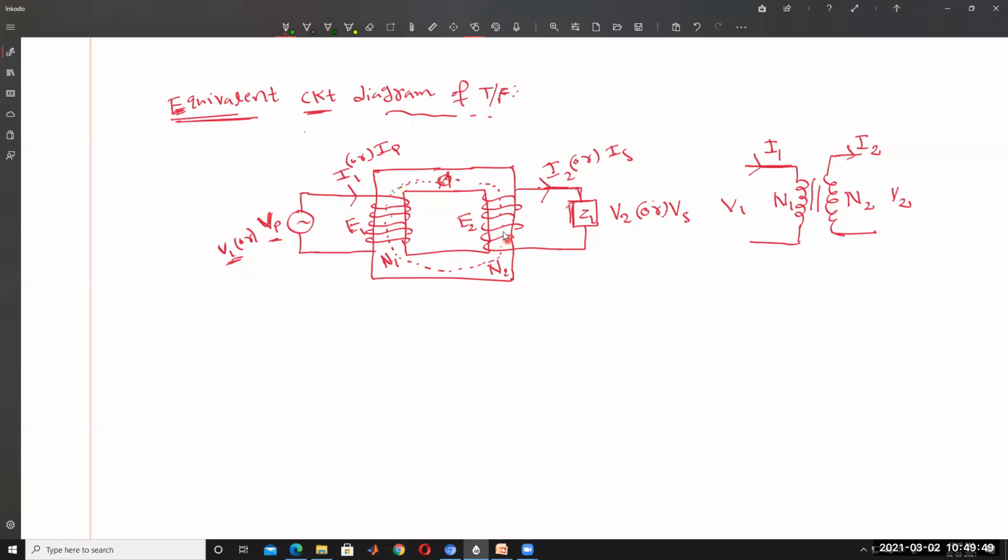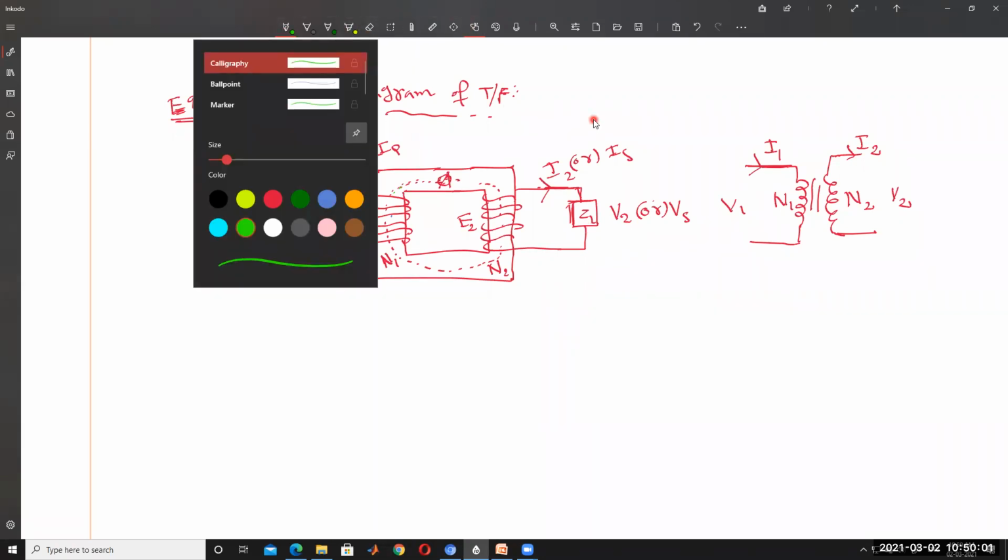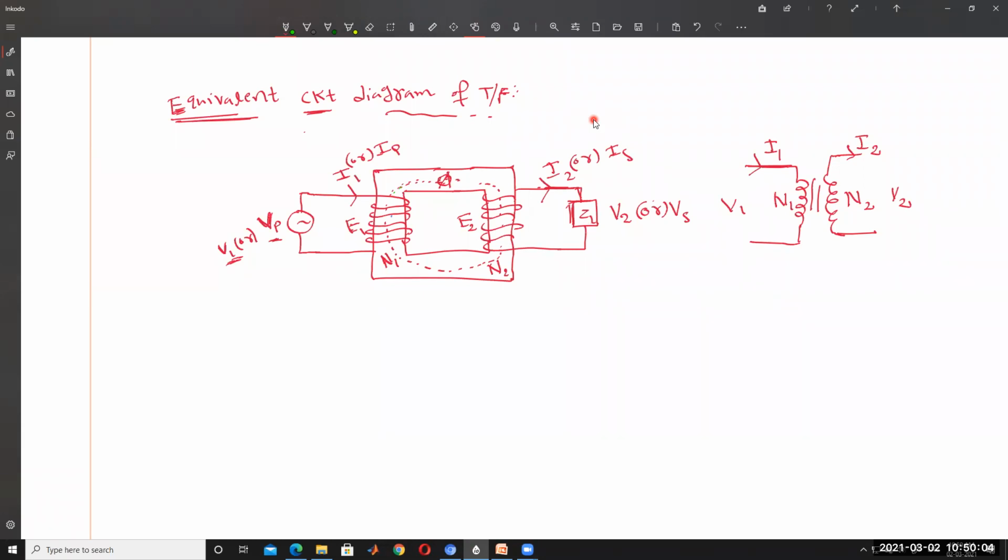On the transformer secondary side, understood, there is a current direction in the secondary winding of the transformer like this. This is the current direction in the primary winding of the transformer. This is flux phi 1, and the flux is in this direction.